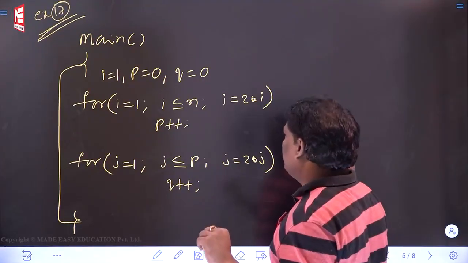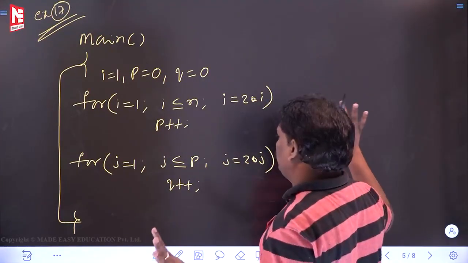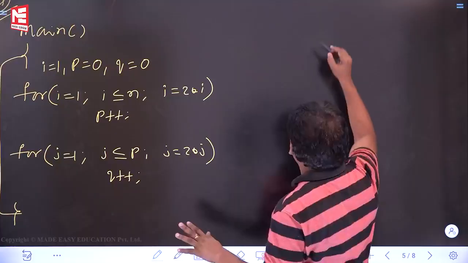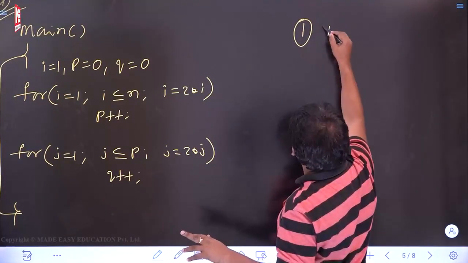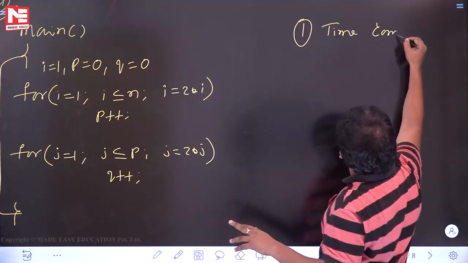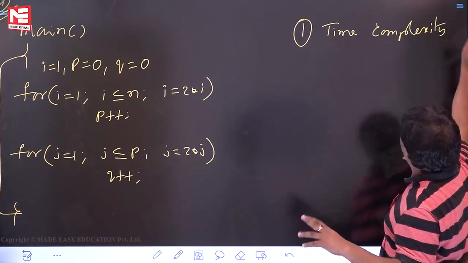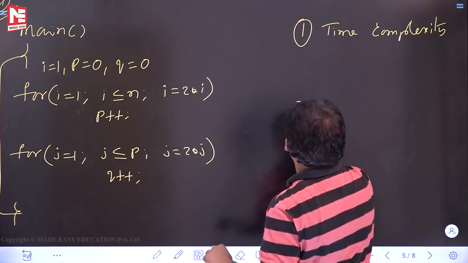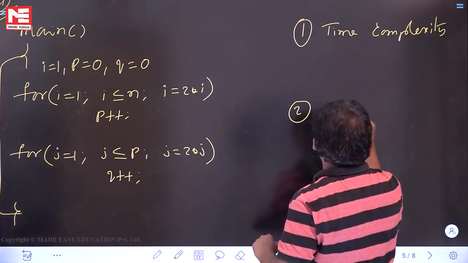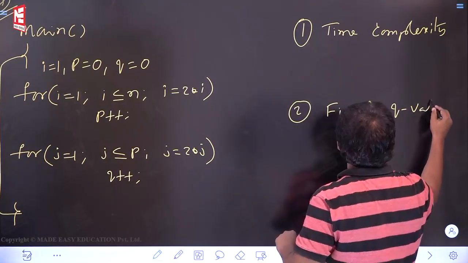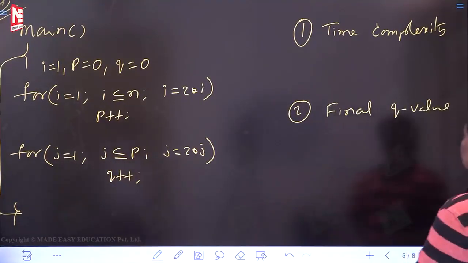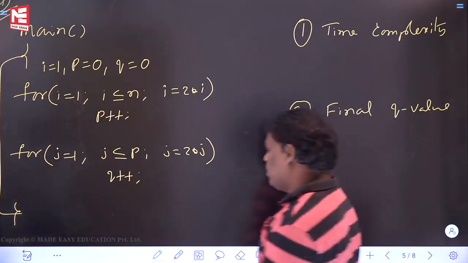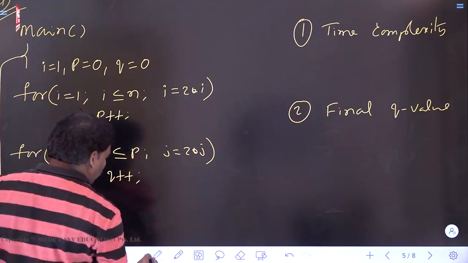Now he is asking, assume that there is no syntax error, there are no semantic errors. If you do the first question, what they are asking is, what is the time complexity of this program? That is one question given in the previous papers. One more thing, the final Q value. So one question is what is the time complexity, and one more question is what is the final Q value. Time complexity, Q value, both things you have to find out.